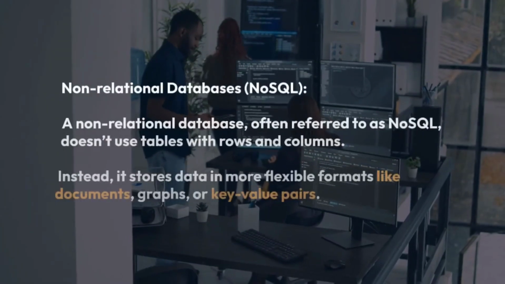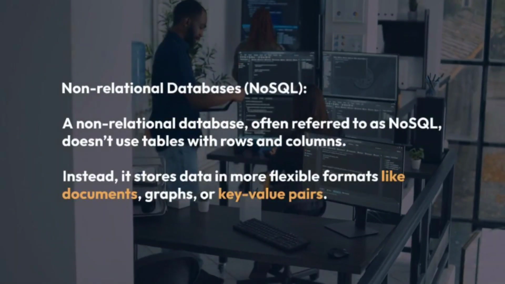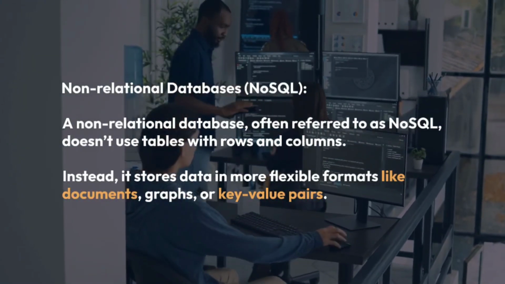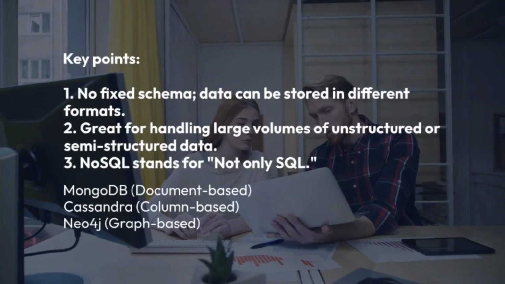When it comes to non-relational databases, a non-relational database, often referred to as NoSQL, doesn't use tables with rows and columns. Instead, it stores data in more flexible formats like documents, graphs, or key-value pairs. Key points are: no fixed schema, data can be stored in different formats, and great for handling large volumes of unstructured or semi-structured data.